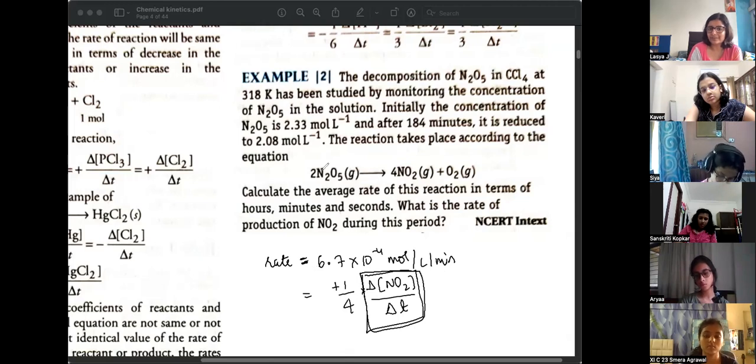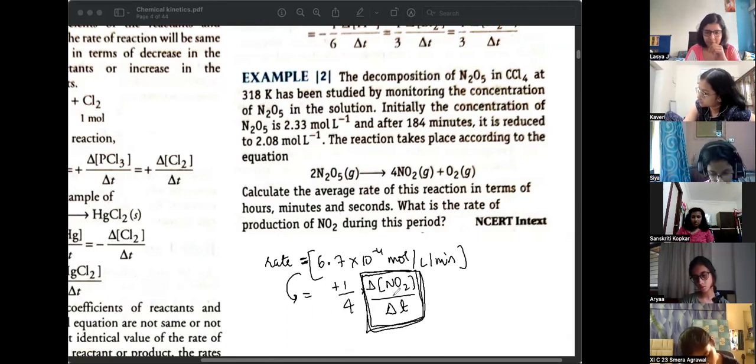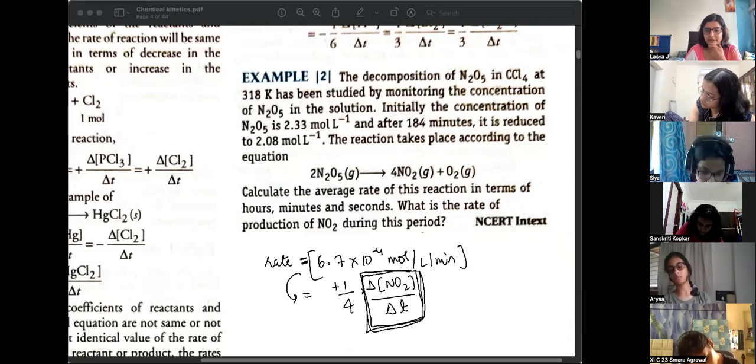The rate of disappearance of N2O5, like 1/2 into the rate of disappearance of N2O5 will be equal to 1/4 into the rate of appearance of NO2. So you already have this thing, which is also equal to 1/4 into the rate of appearance of NO2. So all you have to do is multiply it by 4, you'll get it. Okay, so this is the main equation.